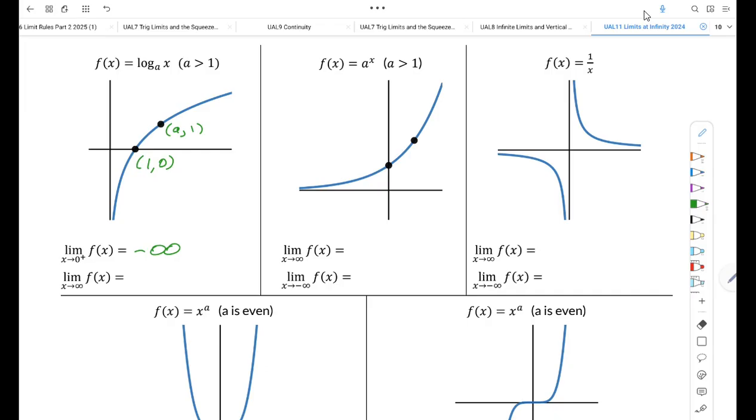Logarithms grow without bound. You can get as high of a value as you want out of a logarithm. So as x goes to infinity, there's no maximum. If you want to get a big number out of a logarithm, you need to use an even bigger number as your x value, but there is no limit to what you can do with a logarithm.